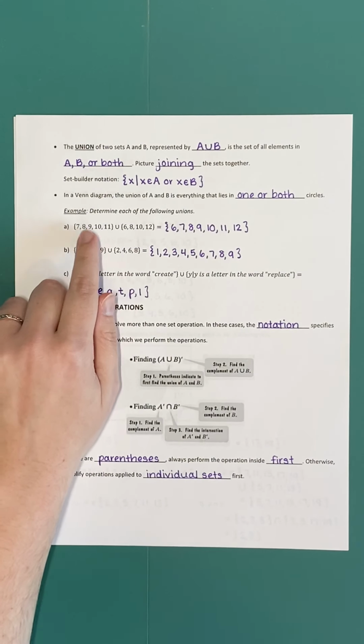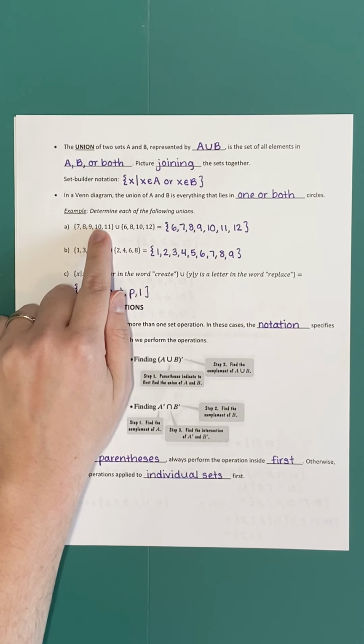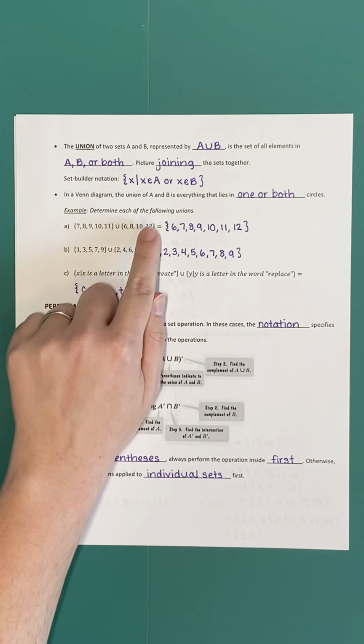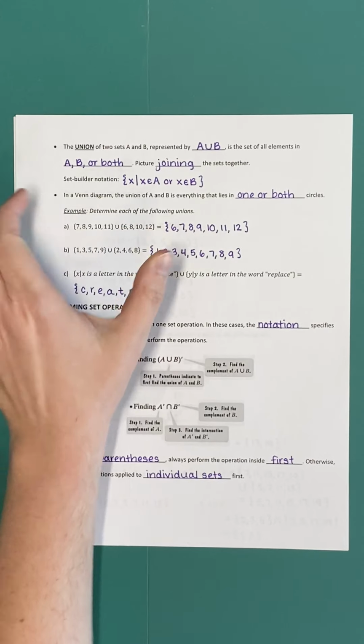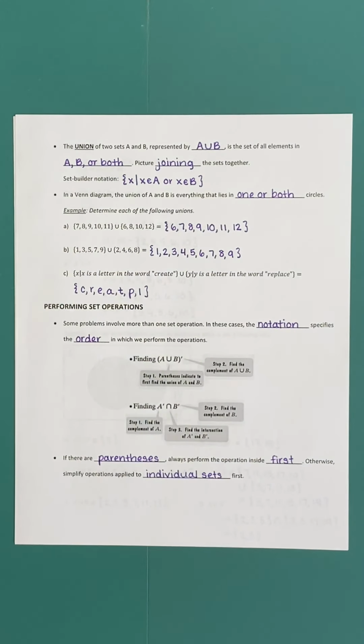So 8, and then we have 9, we have 10, again common to both, only write it one time though, and then we have 11 and we have 12. So joining these two sets together forms this particular set, which has the contents of both of them.